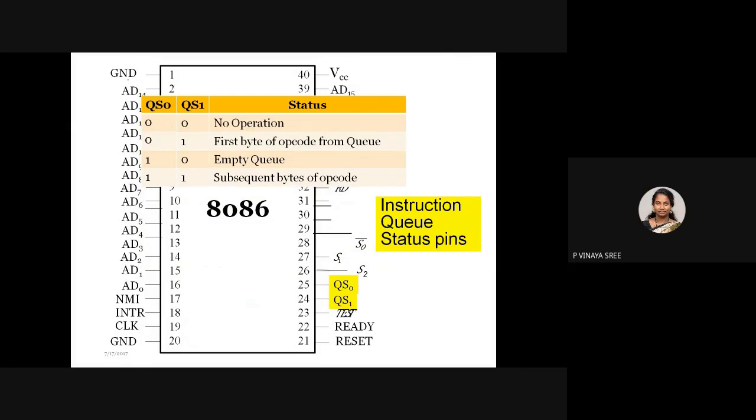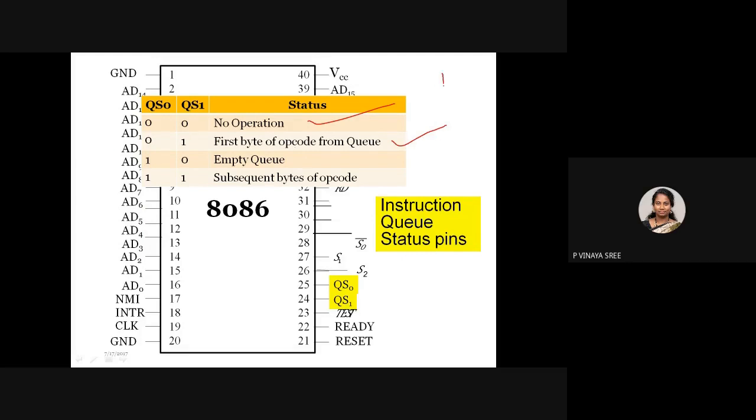So see here, QS0, QS1. As we have two, you will be getting four combinations: 0 0, 0 1, 1 0, 1 1. If it is 0 0, it is not performing any operation, no operation. If it is 0 1, it is accessing the first byte of opcode from the queue.